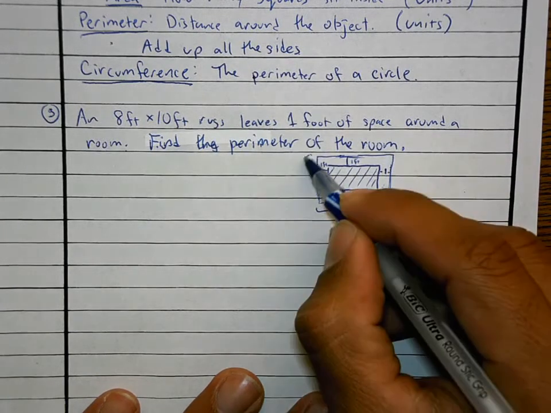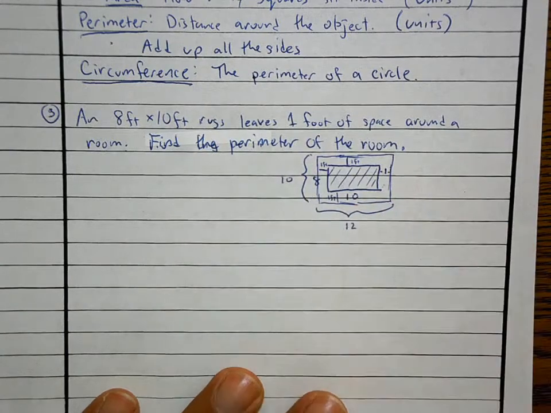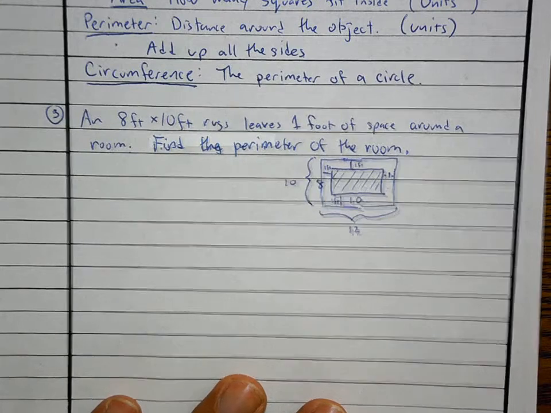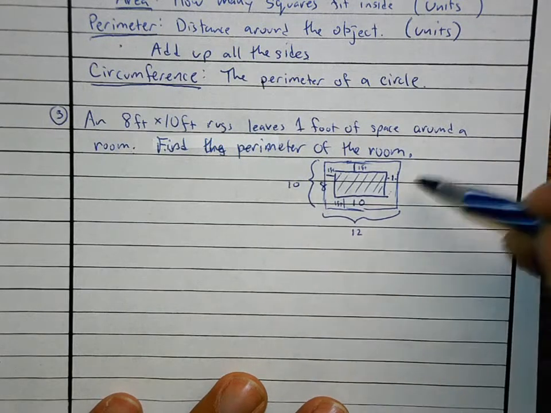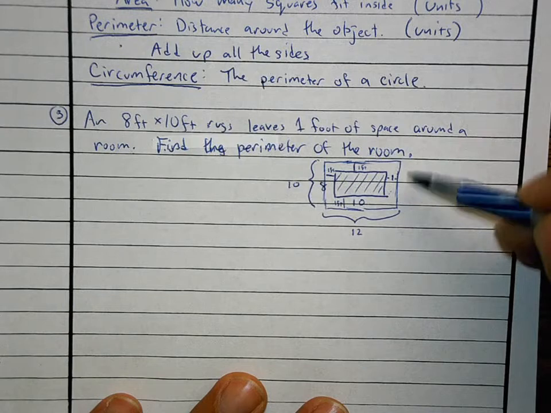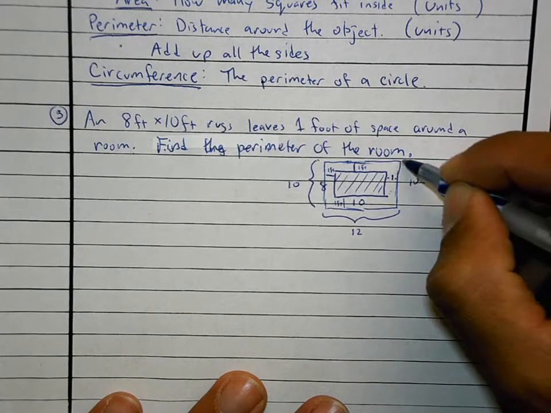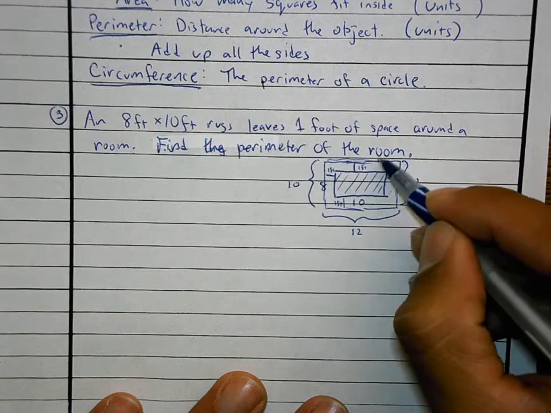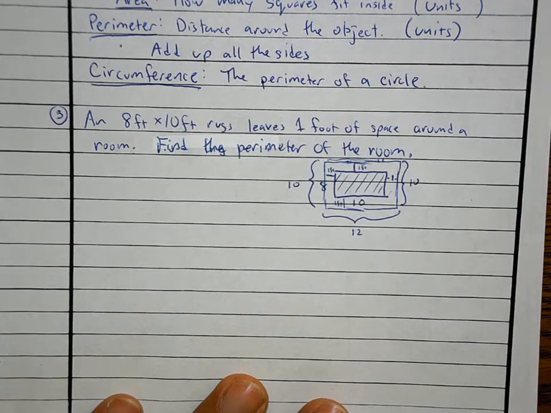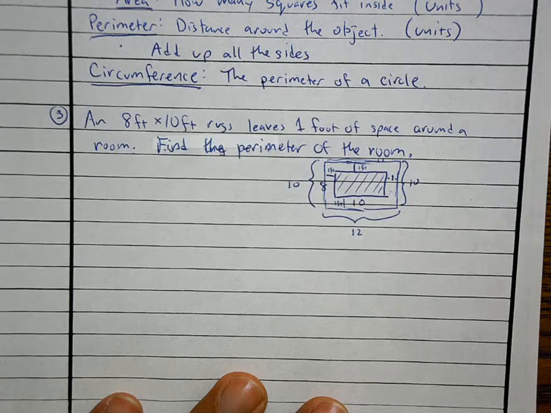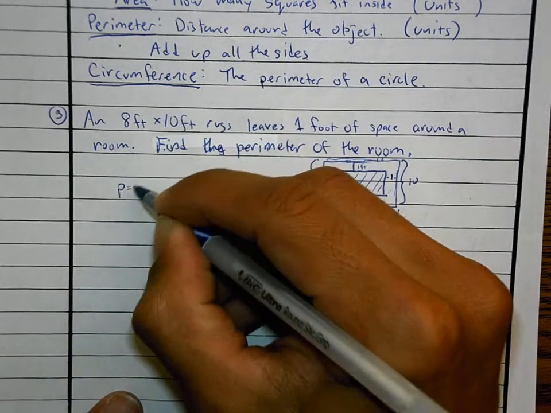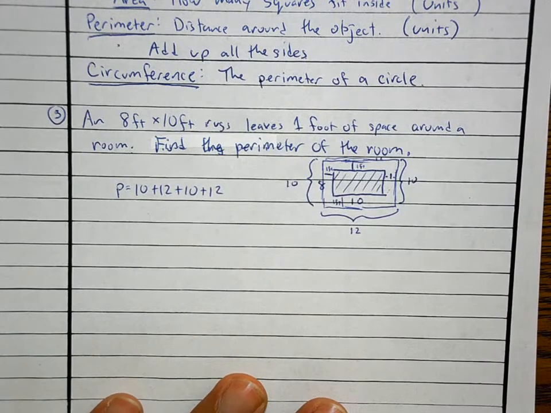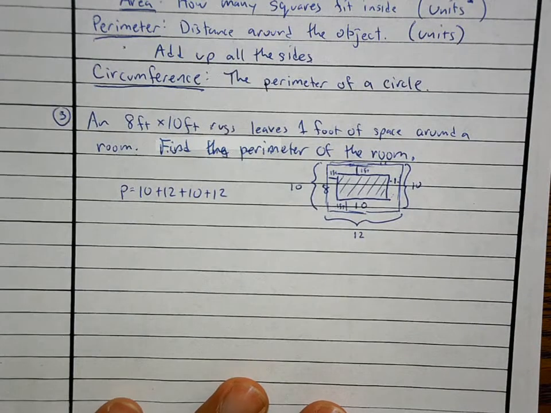And what's this other side going to be? 10. Good. And that's still not the perimeter because we haven't added up all the sides. We only have this side and this side. What's this side going to be? 10. And the other side of the room? So if we're trying to find the perimeter, we add up 10 plus 12 plus 10 plus 12. Or you can do 10 plus 12 and double it, times it by 2.